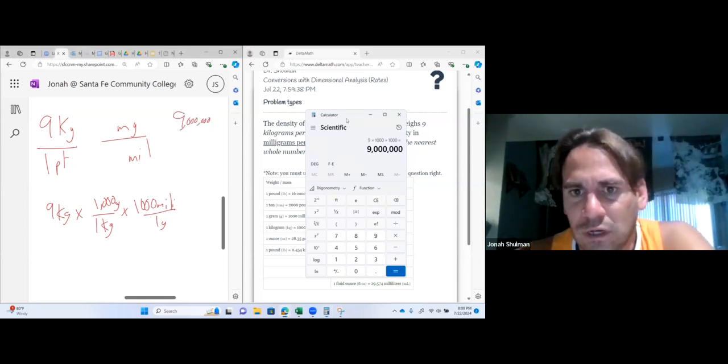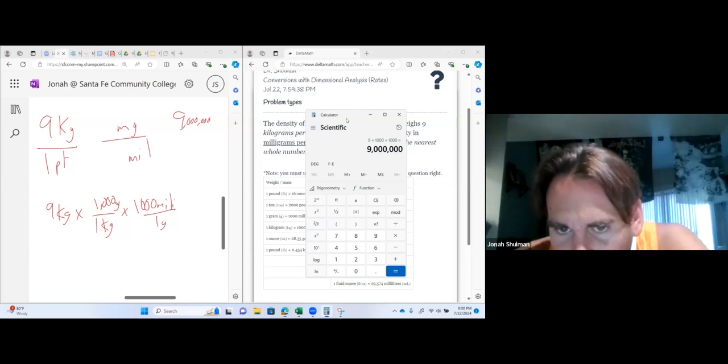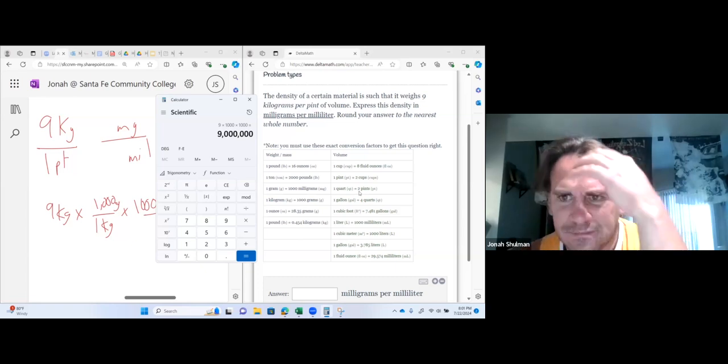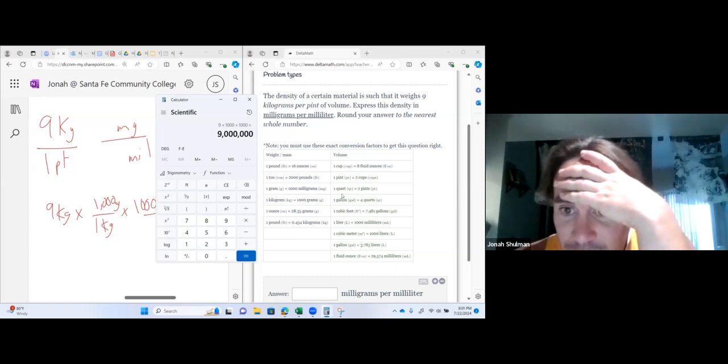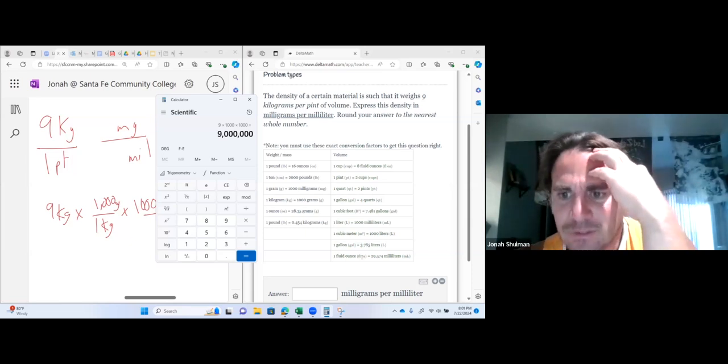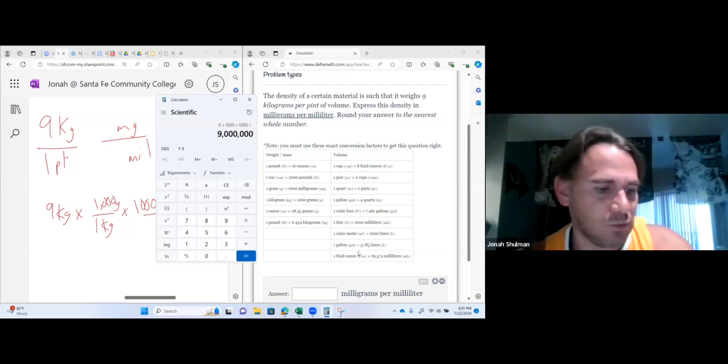Now we have to do, what's the other one? Pint to milliliter. So we have pint. Is there a pint to milliliter? I can do a pint to a cup. I can do a liter to a milliliter. Looks like I have to go pint to quart. No, that's going up. I gotta go pint to cup, cup to ounces, and then ounces to milliliters. So I got to do a 3-step down here as well.